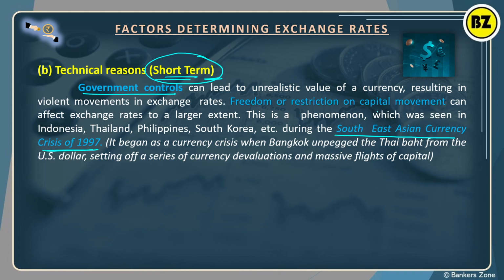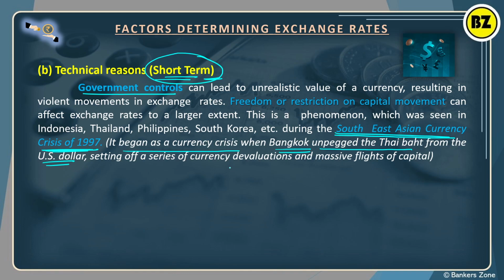So what is that crisis? The Southeast Asian currency crisis mainly happened in Thailand. Okay, it began as a currency crisis when Bangkok, that is Thailand, unpegged the Thai baht from the US dollar. What do you mean by that pegging of currency?